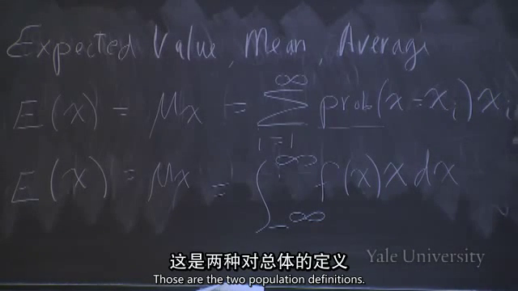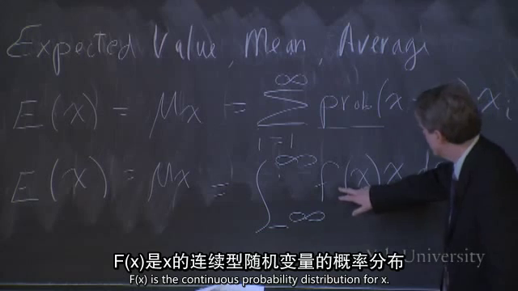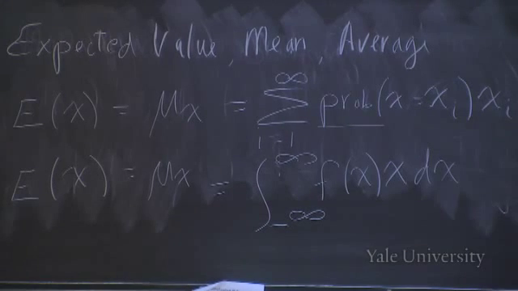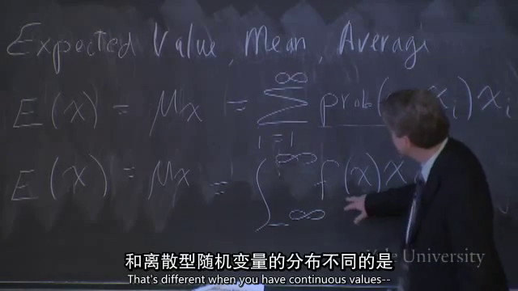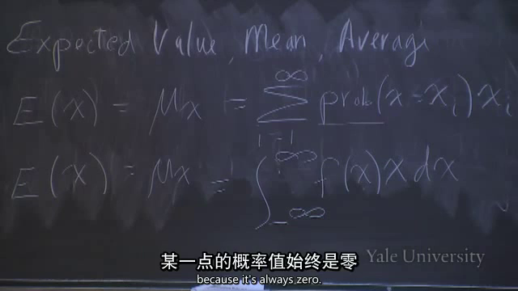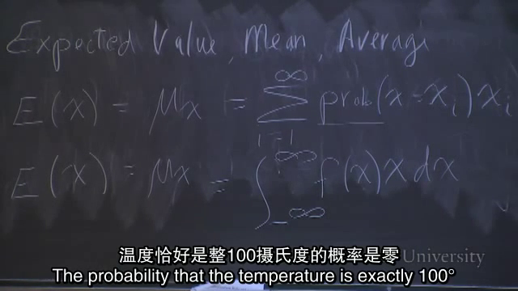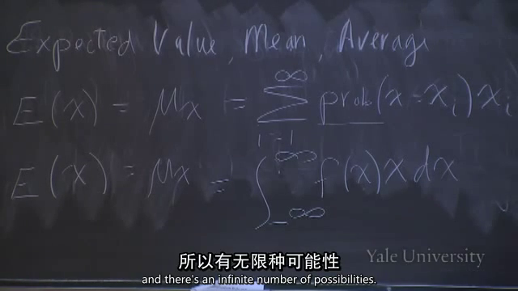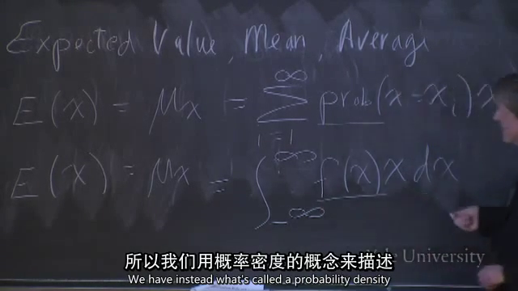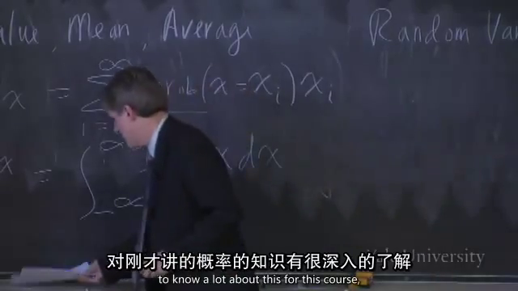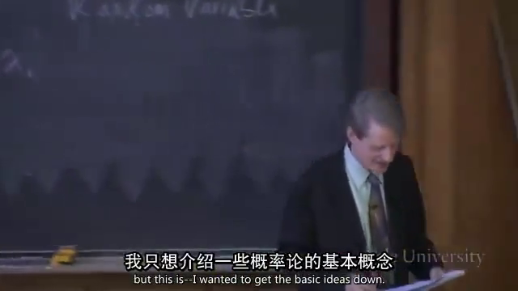Those are the two population definitions. F of x is the continuous probability distribution for x. When you have continuous values, you don't have the probability that x equals x sub i, because it's always 0. The probability that the temperature is exactly 100 degrees is 0, because it could be 100.00001 degrees or something else, and there's an infinite number of possibilities. So we have instead what's called a probability density when we have continuous random variables. You're not going to need to know a lot about this for this course, but I wanted to get the basic ideas down.